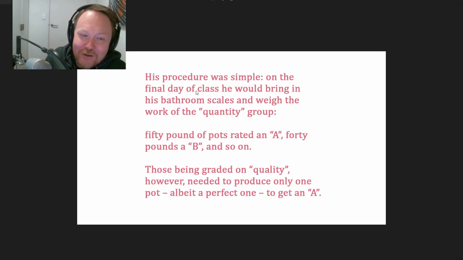His procedure was simple. On the final day of class, he would bring his bathroom scales and weigh the work of the quantity group, so just however heavy it was. If there were 50 pounds of pots, he rated an A. If there were 40 pounds, B, and so on. Those on the other side of the class, being graded on quality, however, needed to produce only 1 pot, albeit a perfect one, to get an A. So it just had to be a marvelous quality, awesome pot.